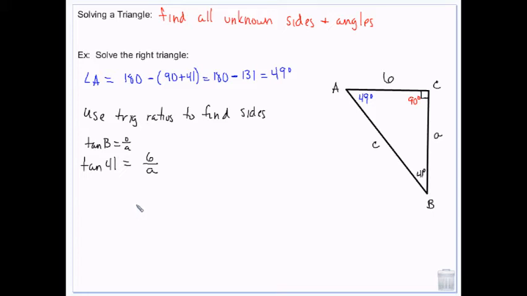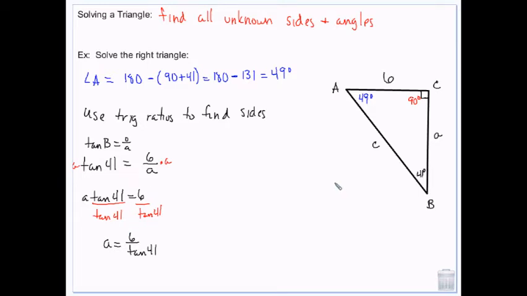But I don't know what that is. But there's this thing in math that tells me if I'm dividing by a variable, and I have some number over here, I can switch them. Really? Yeah, here's how it works. I multiply both sides by A to get the A out of the denominator. So I get A tangent 41 is equal to 6. And then to get the A alone, I divide by the tangent of 41. So I get A equals 6 divided by the tangent of 41. So I could have just switched those because that's what happened.